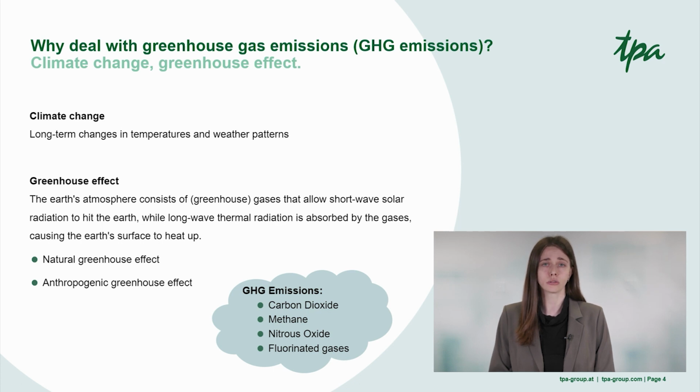There is the natural greenhouse effect, which prevents the Earth from freezing over, but there is also the anthropogenic greenhouse effect, the man-made greenhouse effect, which has led to a continuous increase in greenhouse gas emissions in the atmosphere since industrialization and thus drives global warming. In simplified terms, greenhouse gas emissions include CO2, methane, nitrous oxide, and fluorinated gases.